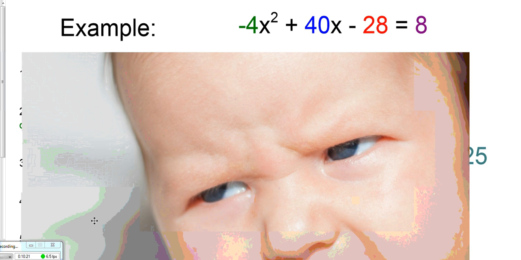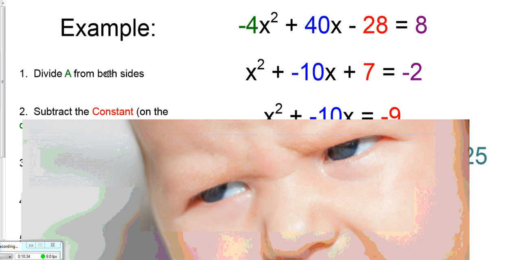Now, again, this is getting ridiculous, but we're going to try it one more time using another a is not 1. So, starting with negative 4x squared plus 40x minus 28 equals 8. First thing we do is divide a from both sides. So in this case, I'm going to show you what happens if you don't put them as fractions. Okay, it's okay if everything happens to divide out evenly. Just get them back into those whole numbers. We divide by negative 4. This 40 becomes negative 10. This minus 28 becomes plus 7. This 8 becomes negative 2.